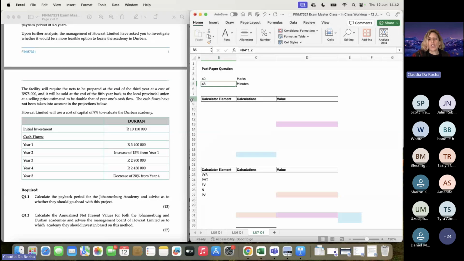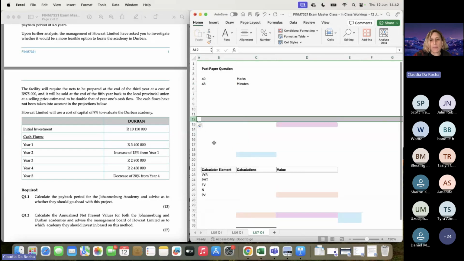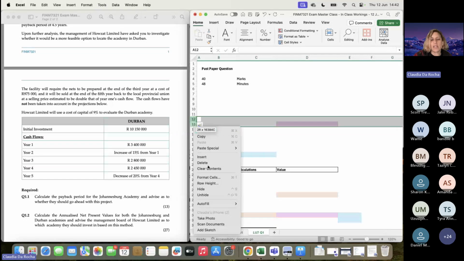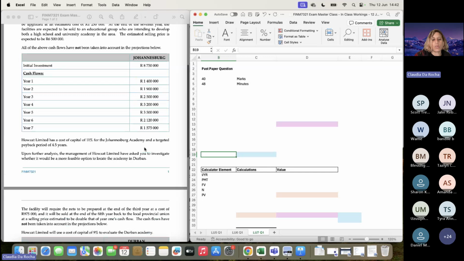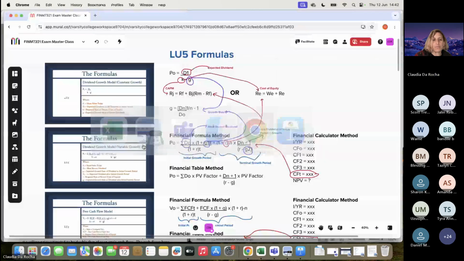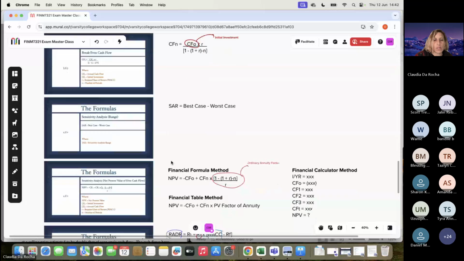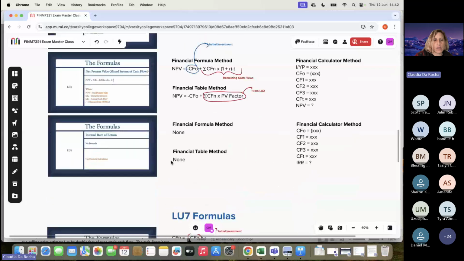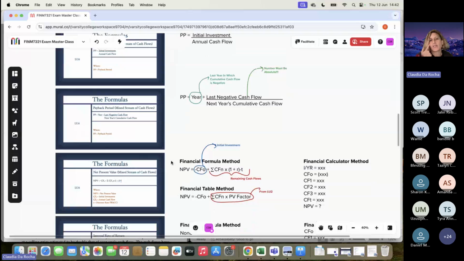All right. So the first thing that we need to do is the payback period. But we need to understand, are the cash flows going to be even or uneven? Just to remind you, payback period is actually part of learning unit 6. So this is a learning unit 6 and 7 question.